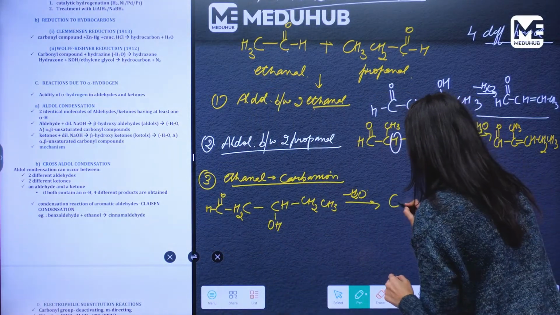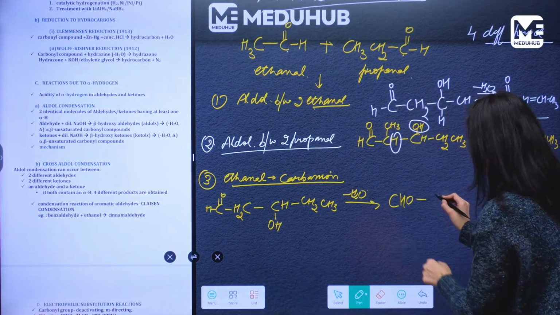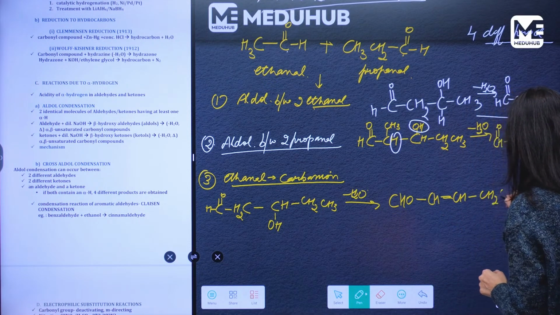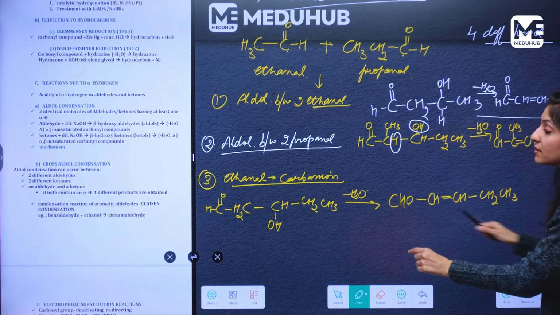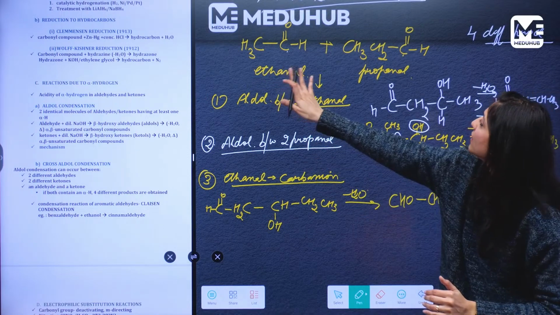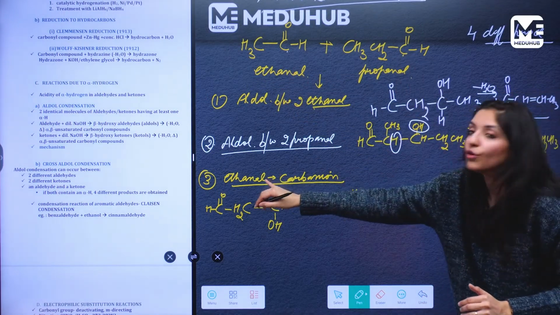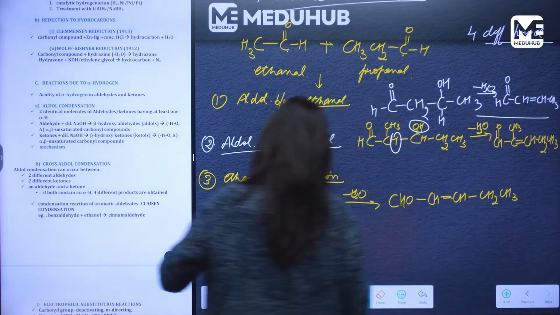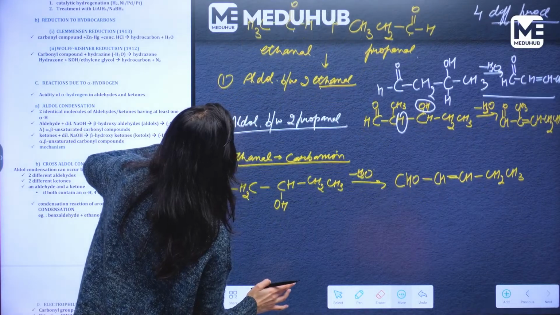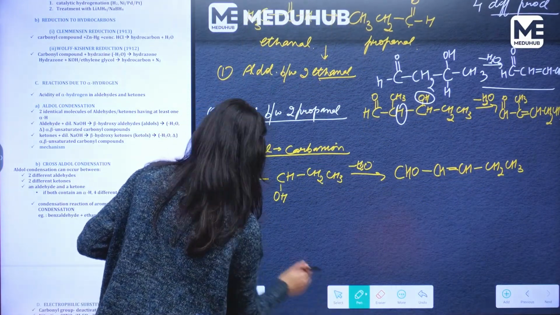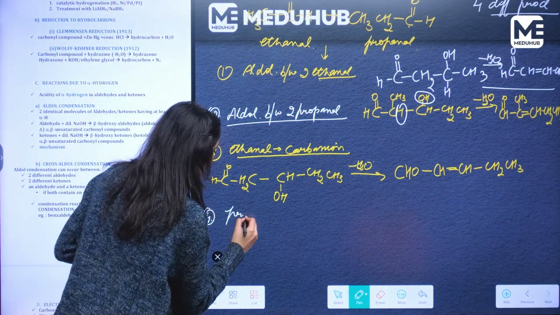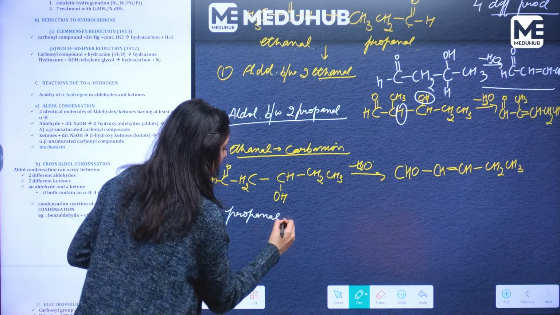And it will form CHO, CH double bond CH, CH2, CH3. So this is a result of a cross aldol condensation between ethanal and propanal, where ethanal lost the alpha hydrogen. Similarly, the fourth product would be when propanal forms the carbanion.